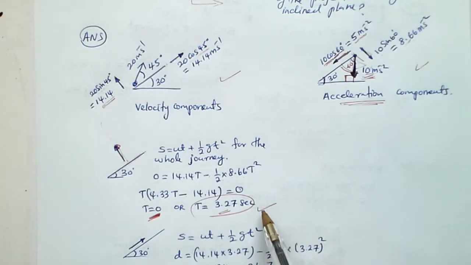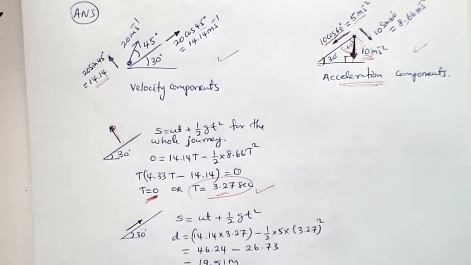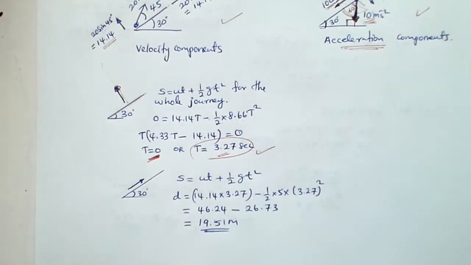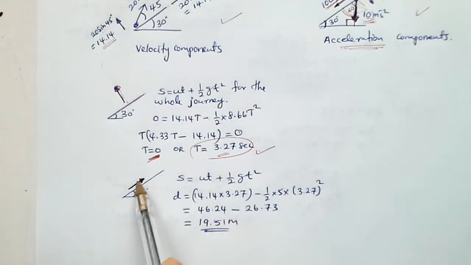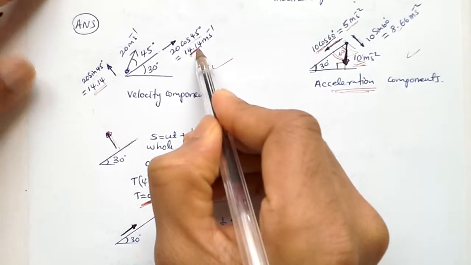Now if you know the total time of flight, the next step is to find the distance traveled by the projectile along the inclined plane. So how do you do this? I'll use s equal to ut plus half gt squared. Now I'll use it along this direction, okay, along the inclined plane. So let me say the distance traveled along this inclined plane is d, which is equal to, we said we divided the velocity component along this direction as 14.14. So here we found the initial speed.